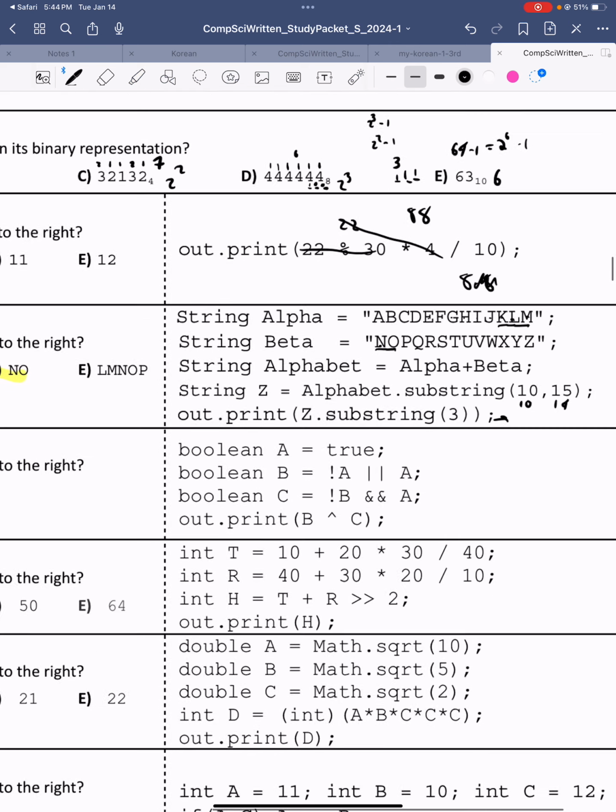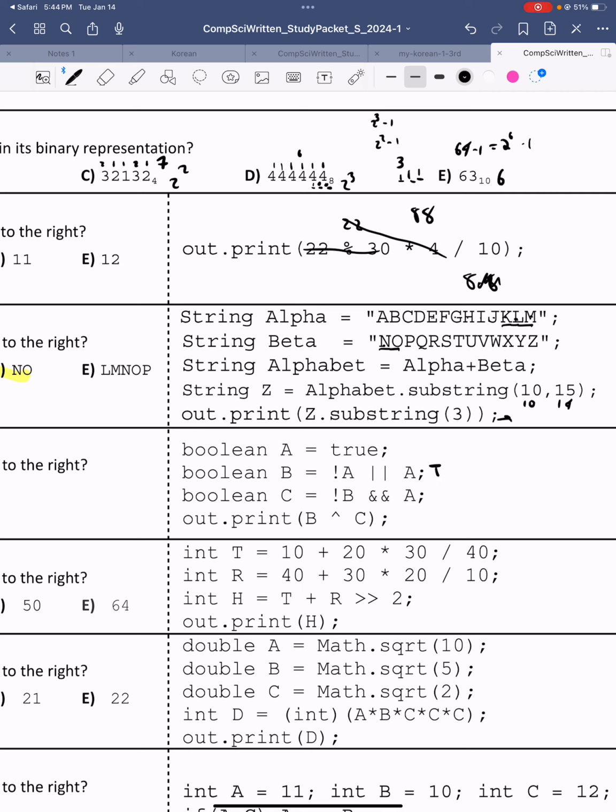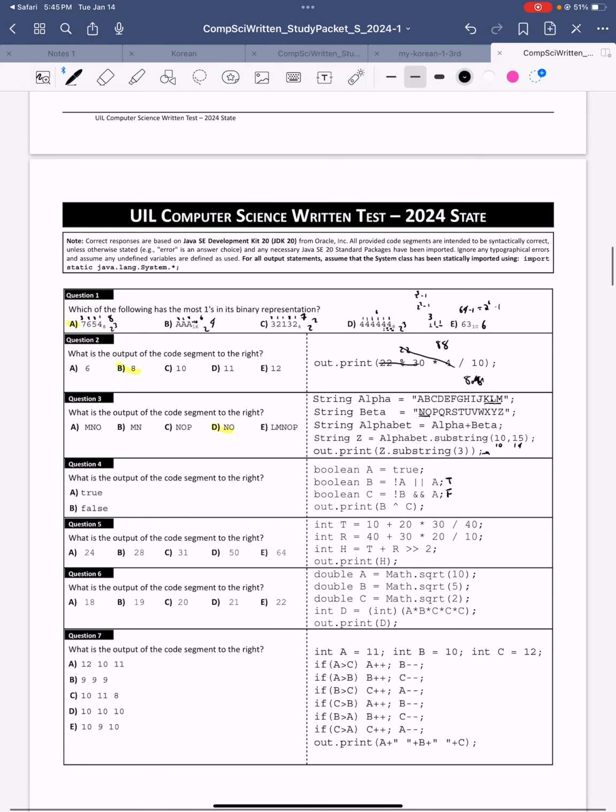Next one. Okay, so for OR, as long as one of them is true, the answer is going to be true. So since A is true, this one's true. For AND, both have to be true to be true. So A is true, which is fine, but B is true and not B is false. So this one's false, right? And what's exclusive OR? Exclusive OR means they have to be opposites. So B and C, they're opposites, which means it's going to be true. So the answer is A, 4 is A.